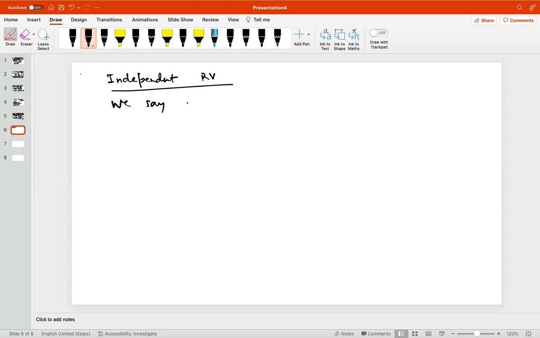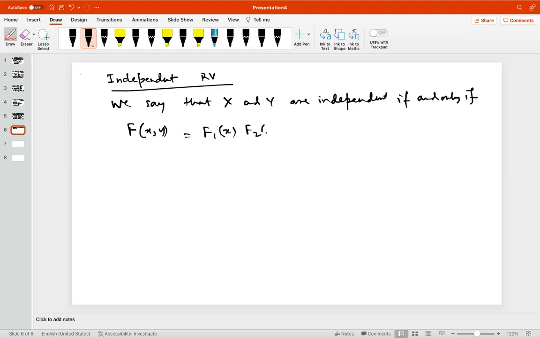We say that x and y are independent if and only if the joint density function fxy is the product of the marginal for x and the marginal for y, and that must be true for all xy in R2. This is important: it should be true for all xy, not for a single xy. The distribution function is the product of the two distribution functions. Similarly for the continuous case, the density function is the product of the two density functions. Now, one lemma, one important result, is this.